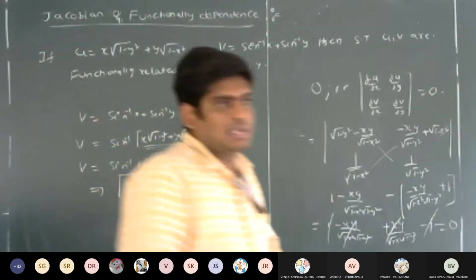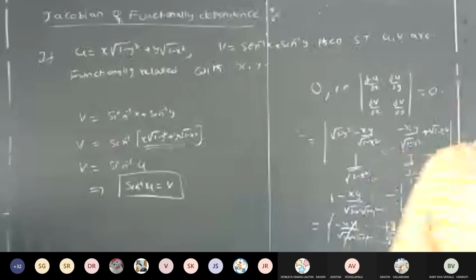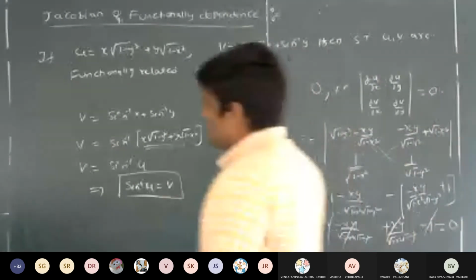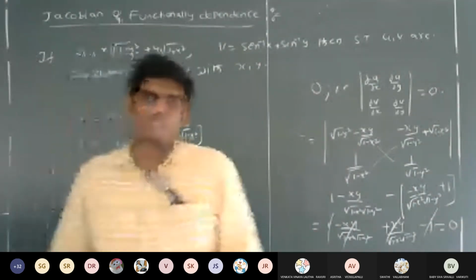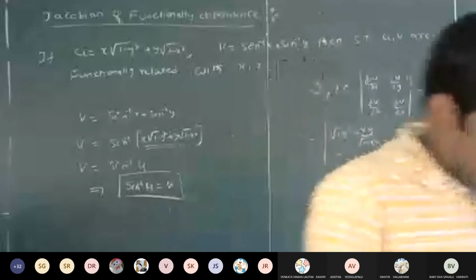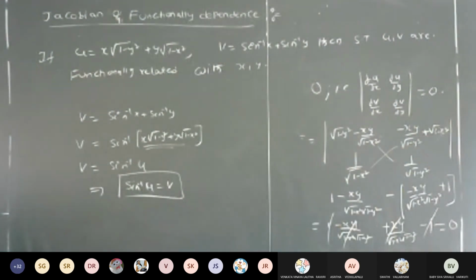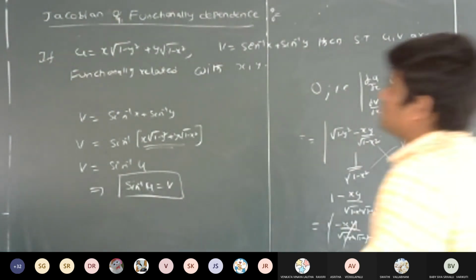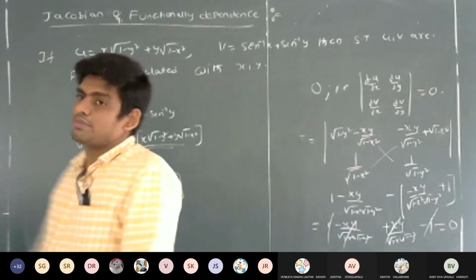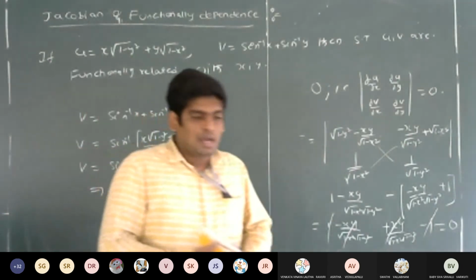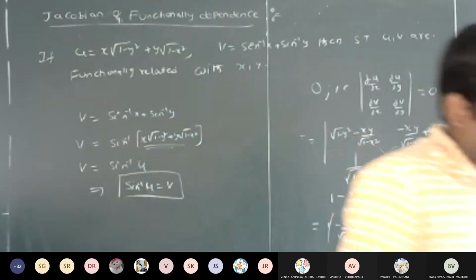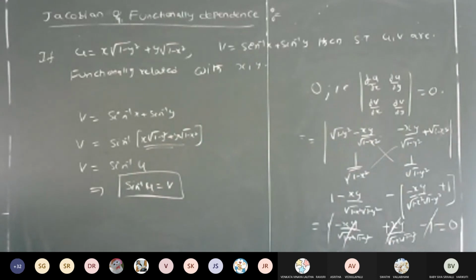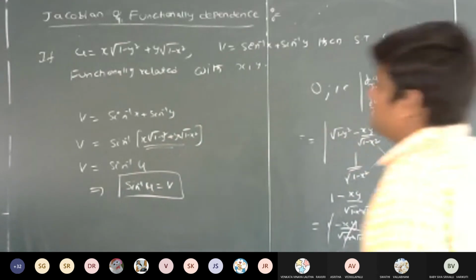In this unit, we have the maxima, minima, and Lagrange's method, which we will discuss in the next session. Is everything up to this clear? In today's class, we solved some problems related to the Jacobian, and we are finding the functional relation between the variables when the Jacobian is zero.